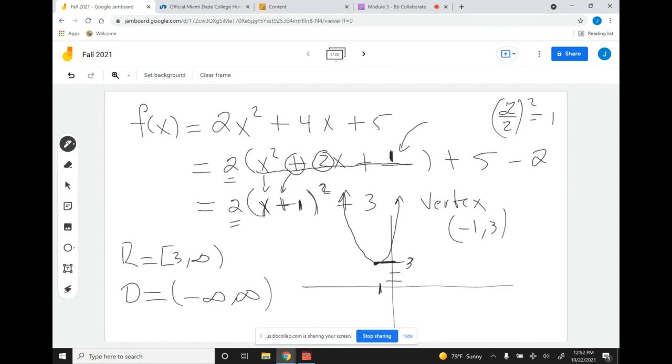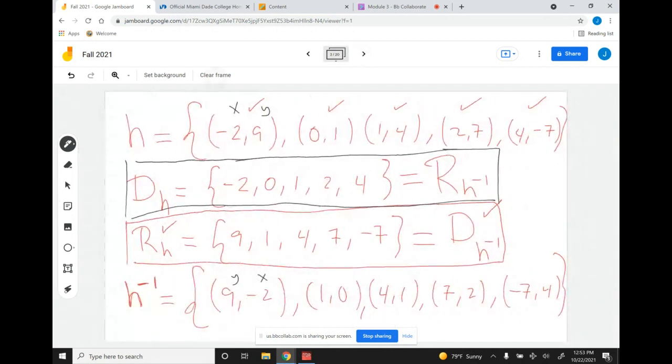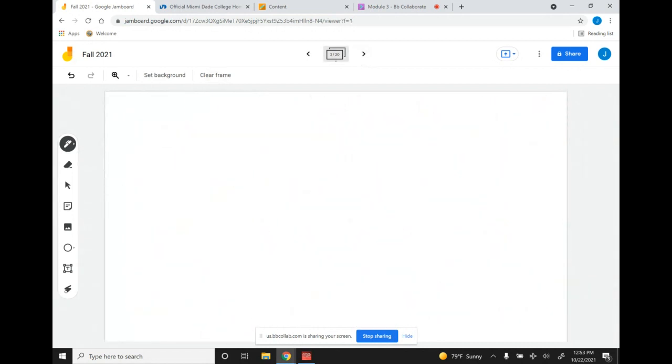Okay. So this is how you write the function 2x squared plus 4x plus 5 in this form, which is a lot easier, and you can actually find the vertex that way. Now, I'm also going to use the same example, but I'm going to do it in a different form, so you can see that it's the same thing. Okay, so let me write this again.